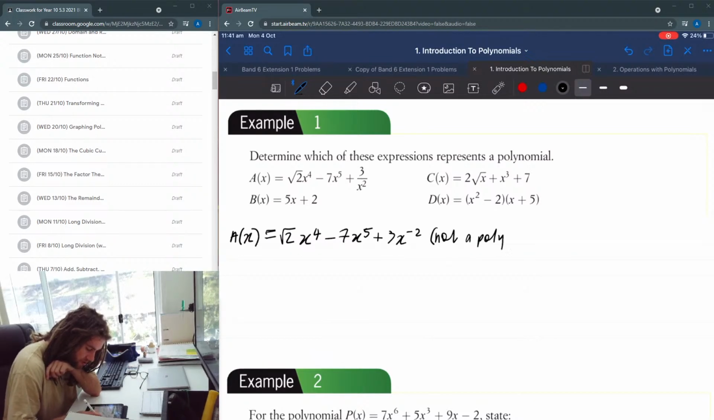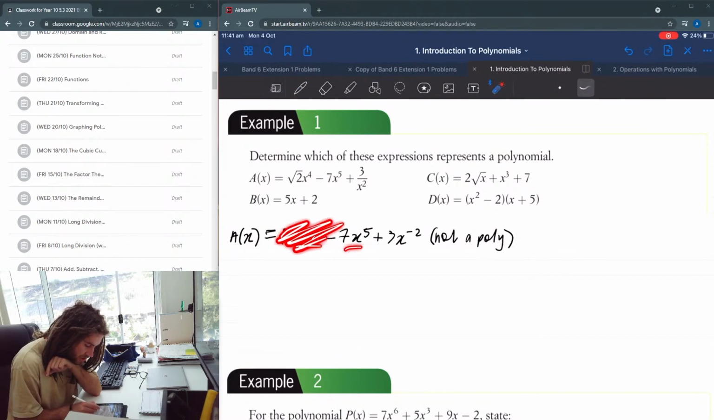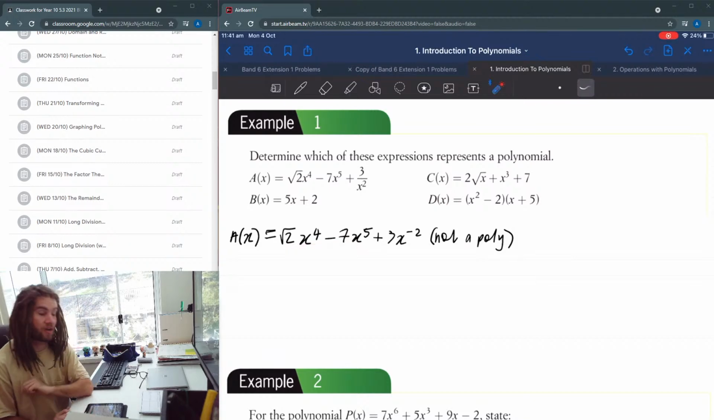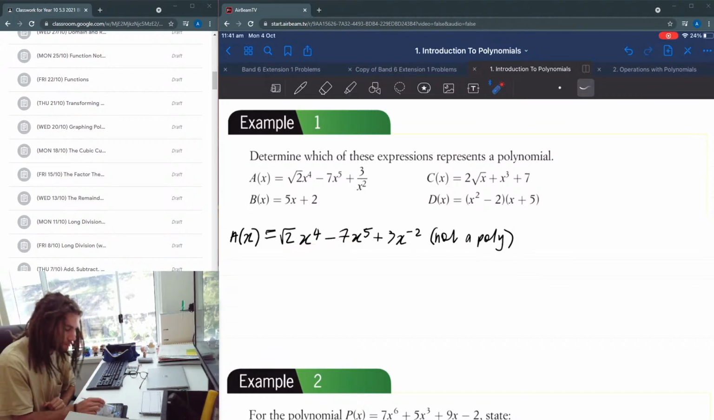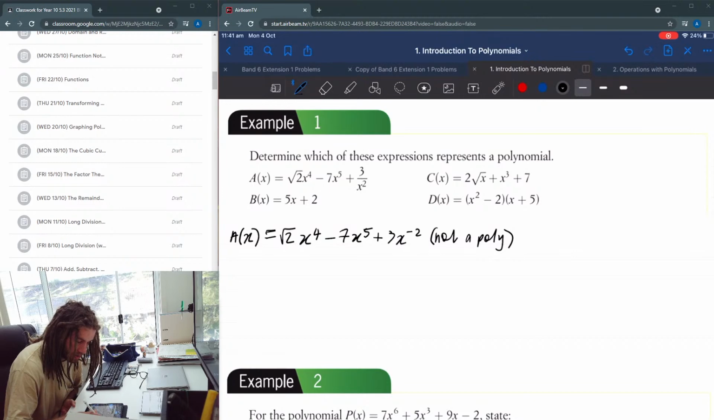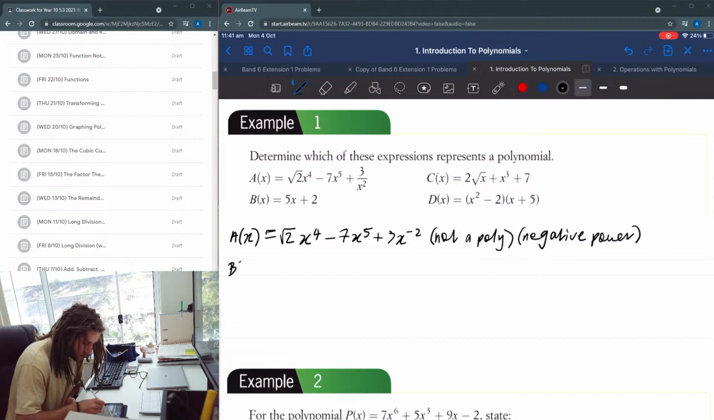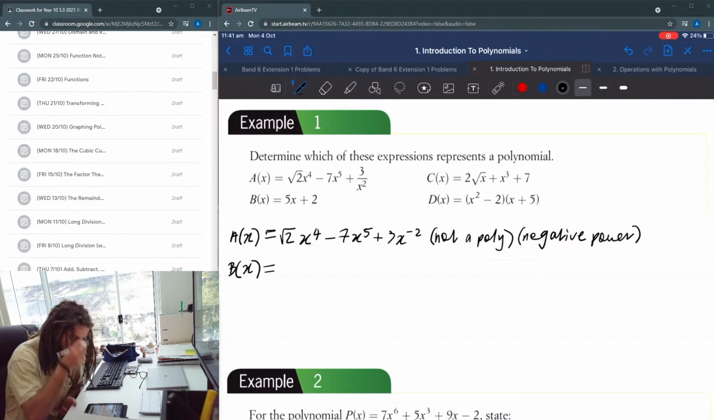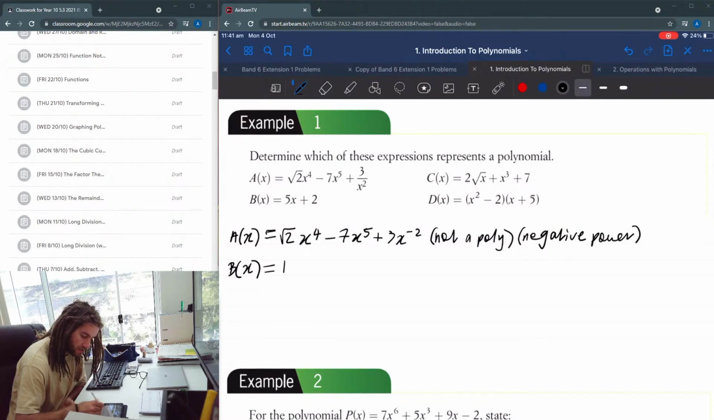In fact, it's also not a hyperbola because there's these terms. If this wasn't here, this is just a hyperbola, but because this is here, you can look up what the graph is. It'd probably be really strange. And the reason is because it's got a negative power. Okay, b of x is just 5x plus 2. So that's just a straight line, so it's a linear polynomial.